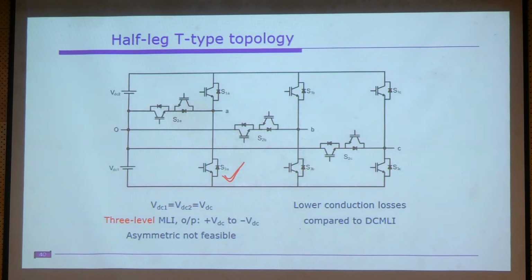And another thing is, this device, how much voltage is it supposed to block? These two devices together are supposed to block VDC. So that means each device may block VDC by 2. Alright, understood? So that's why this is a better alternative for the diode clamp.